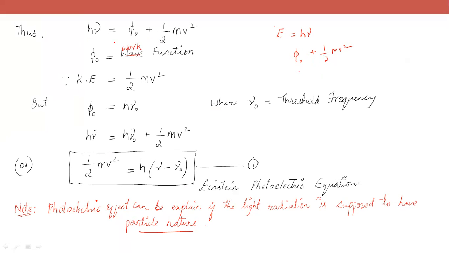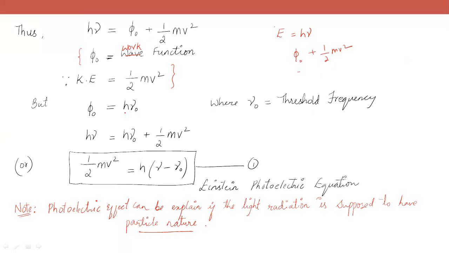That is h nu is equal to phi naught plus 1 by 2 mv square, where phi naught is called the work function. And since we know the kinetic energy formula, that is 1 by 2 mv square, this information we already know: the kinetic energy formula and the energy equation. Now, the work function which we have used is equal to h nu naught. So this nu naught is called your threshold frequency.